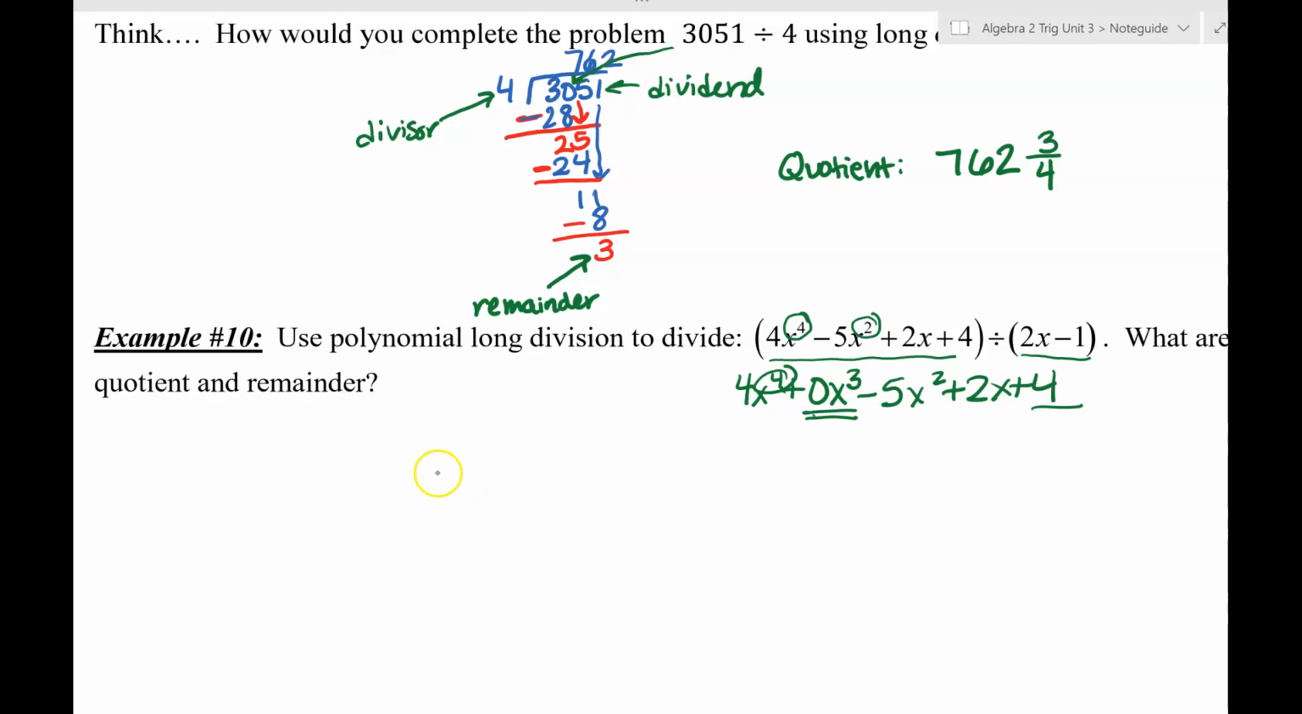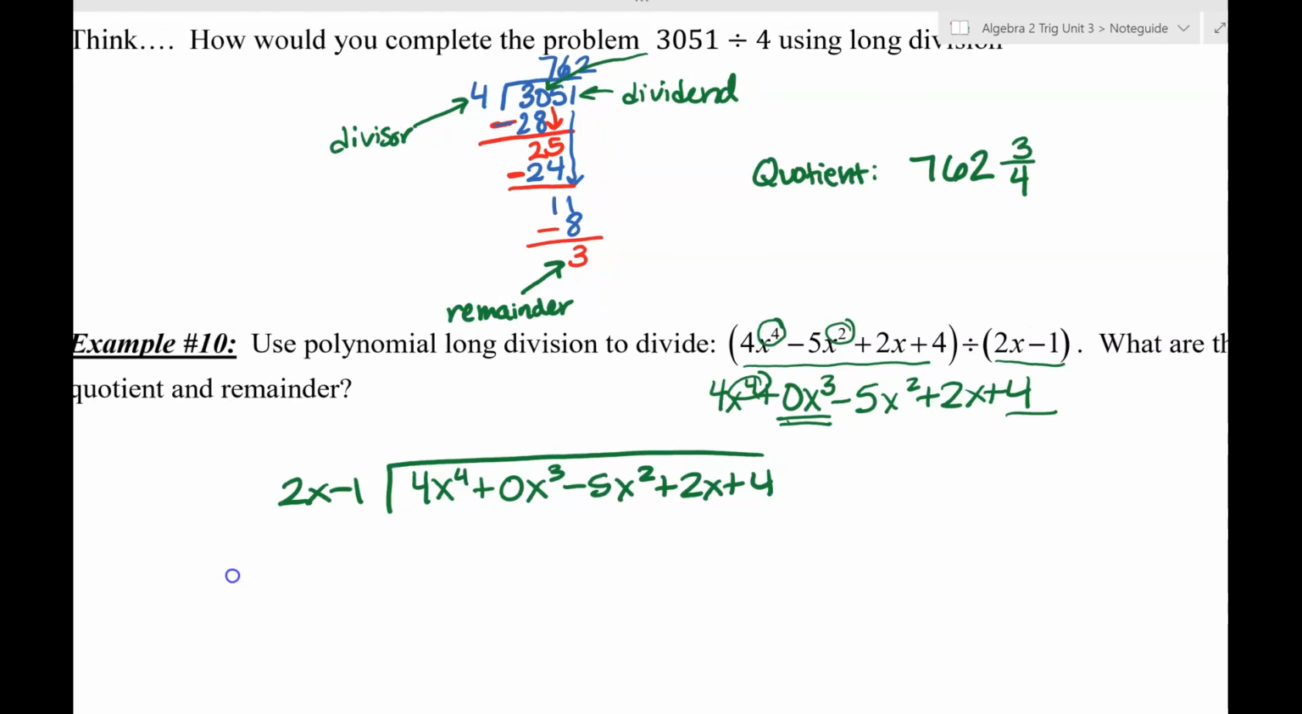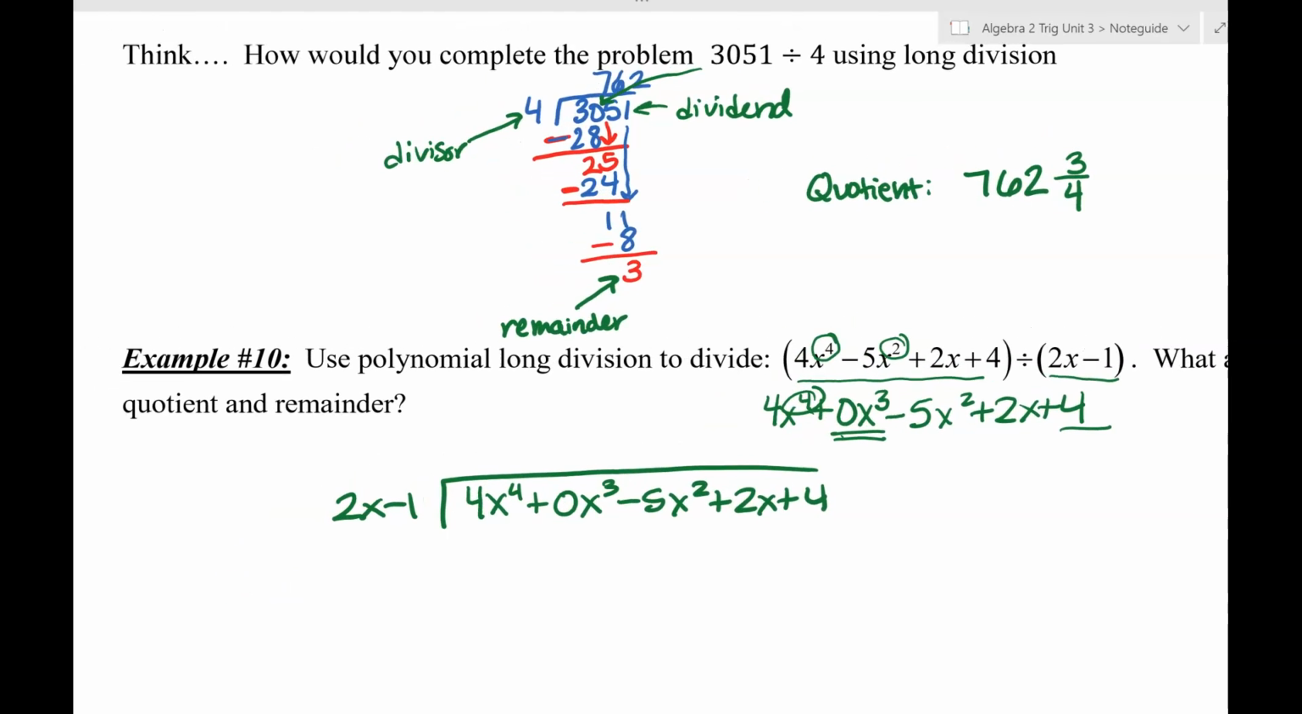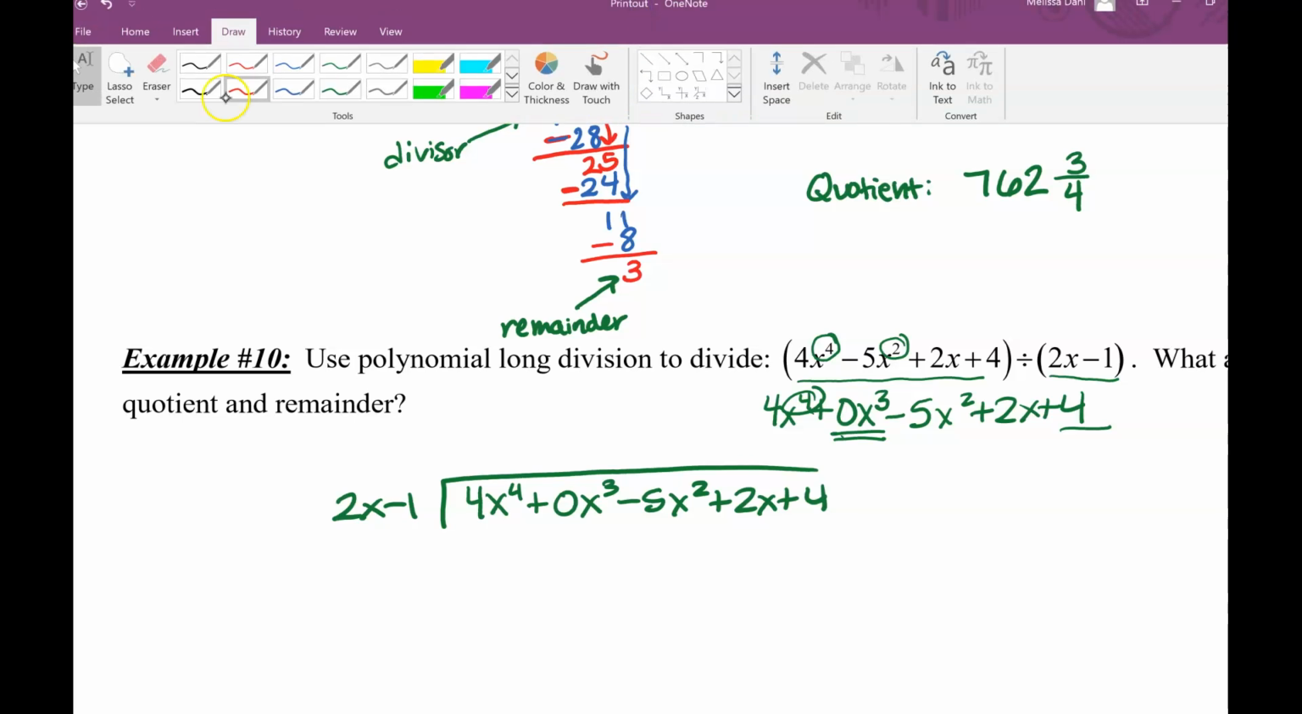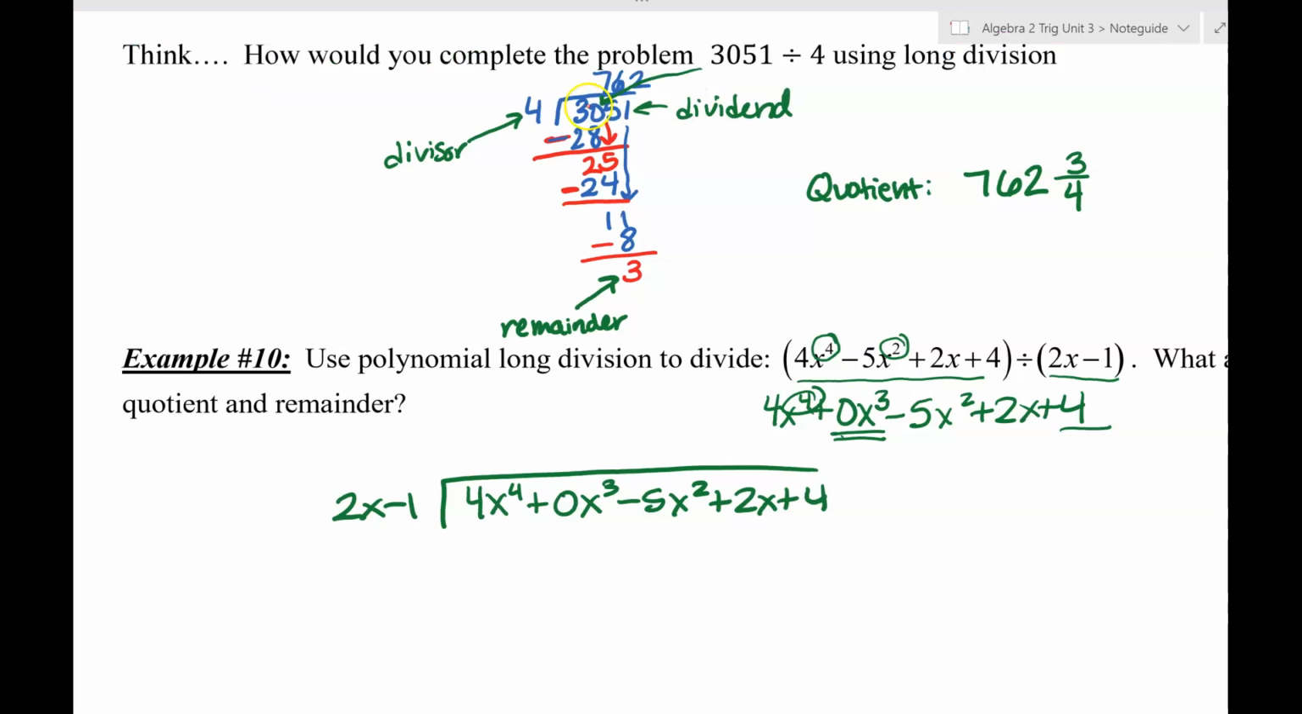So I'm going to now set up this division problem: 4x to the 4th plus 0x cubed minus 5x squared plus 2x plus 4. Now that's being divided by 2x minus 1. It's a little harder for our heads to wrap around exactly what we're going to multiply 2x minus 1 by to get these. But again, we're going to come back to the same idea we did here.